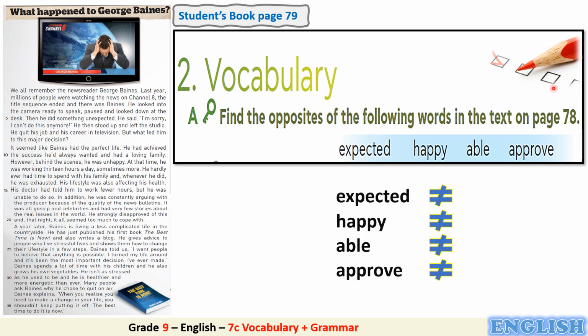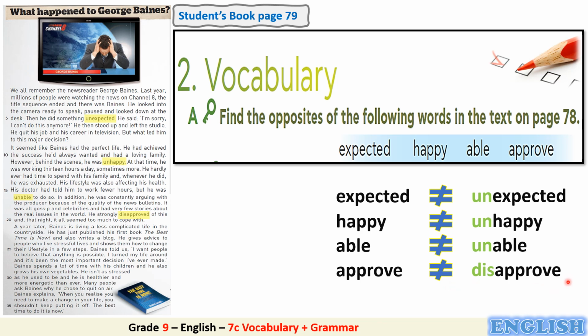Now let's check your answers. The first one, expected. And the opposite is unexpected. It's here in the text. The next one, happy, unhappy. Able, unable. Approve, disapprove. Well done, my students.